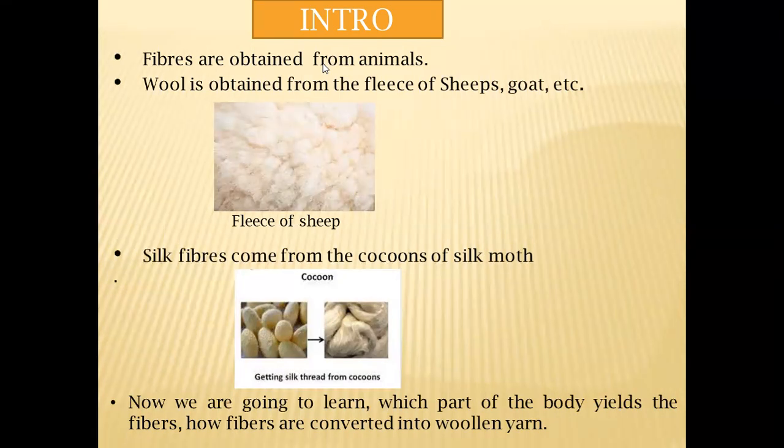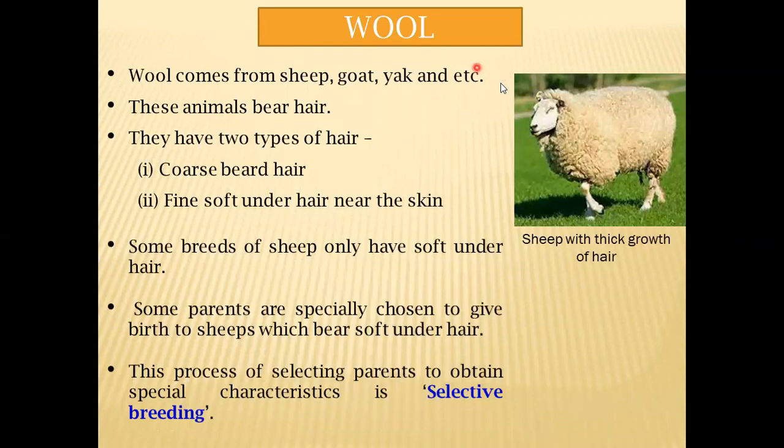Now, as you can see in the picture, this is a fleece of sheep, and these are cocoons, which are converted into fibers. We are going to learn which part of the body yields the fibers, and how fibers are converted into woolen yarns.